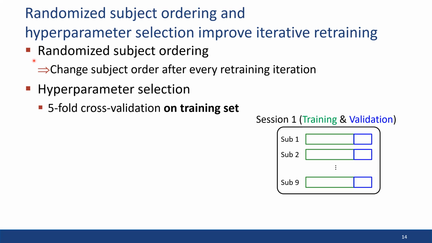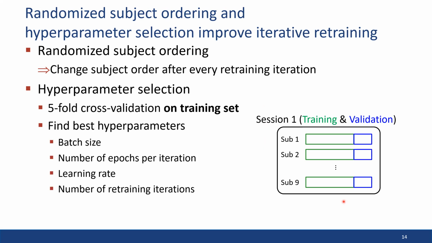Moreover, we conducted a fine-grained grid search over different hyperparameter selection, and this gave us a huge gain in classification accuracy. For that, we first split our training set into training and validation set and found the best hyperparameters in terms of batch size, number of epochs per iteration, the learning rate, and also the number of retraining iterations overall.